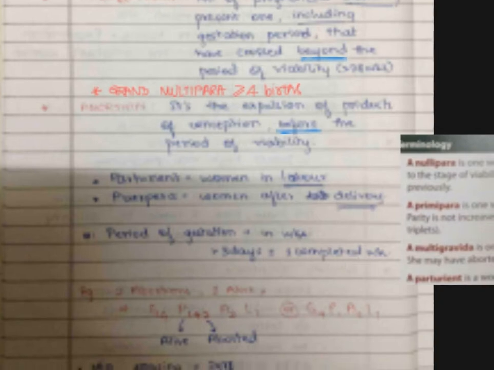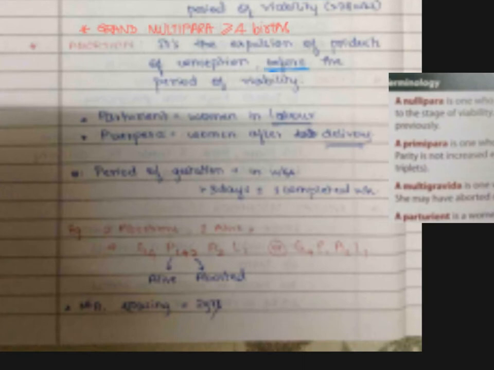For example, if a woman has undergone two abortions and one child is alive, then her obstetric score can be written as G4 P1 A2 L1. G indicates gravida, P is parity, A is aborted, and L is alive. The minimum spacing between two deliveries should be at least 2 years.